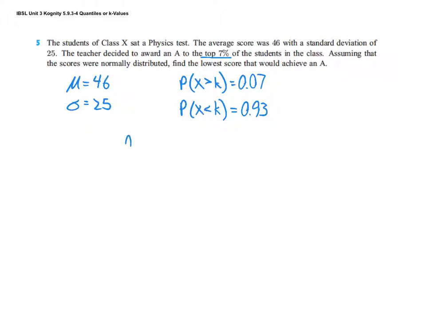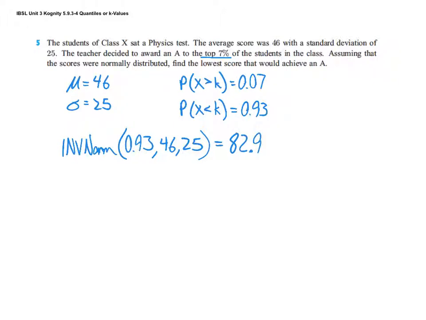0.93, 46, and 25. 82.9. That's all you take. Inverse norm. Okay? So, wait, what did you guys get? 82.9. 82.9, okay? So, if you got an 82.9 or higher, you're getting an A. I want that. Okay? That's basically what we have, right? Just, like, take our curves. Okay.